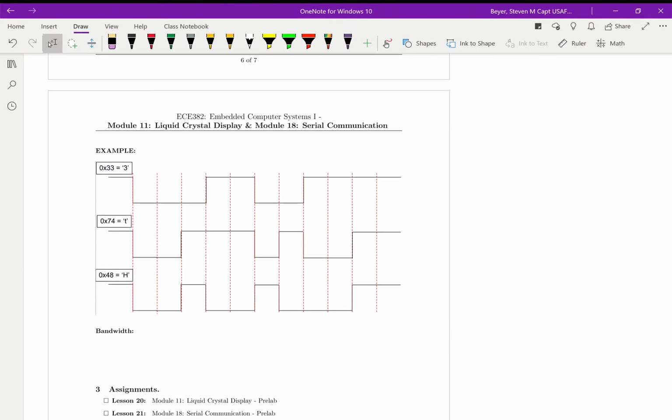All right, 0x33. We got our start bit here. So our frame is here to here. We get our start bit, then we have our data, and then our stop bit.